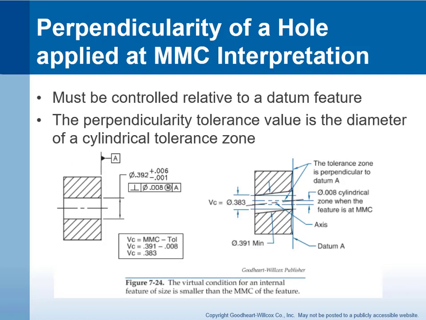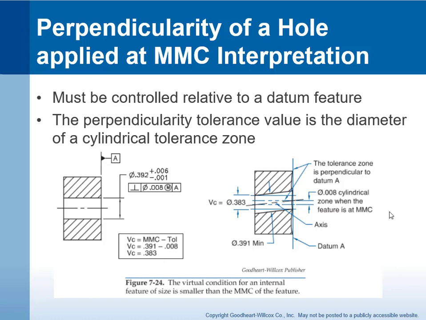Okay, perpendicularity hole applied at MMC interpretation. So what we have here is, the last one we did was a shaft, now we're looking at a hole. So we have this part here, we have datum A, and then we have this hole, 392 plus 6 minus 1, with an 8 thousandths perpendicularity tolerance at MMC. So the first thing we do is we calculate what our virtual condition is. So our virtual condition is the minimum hole minus the perpendicularity tolerance. So what we have here is 383.